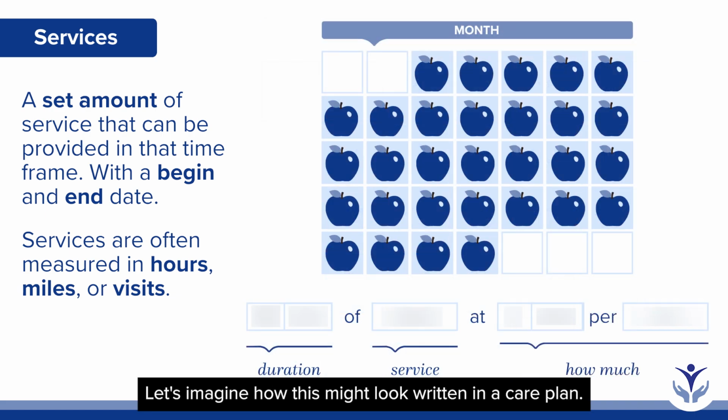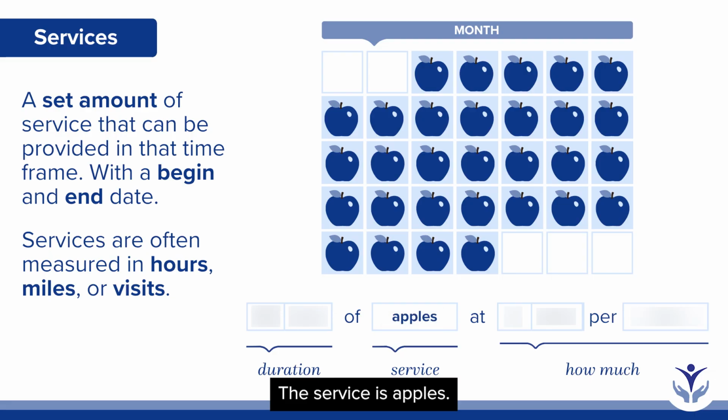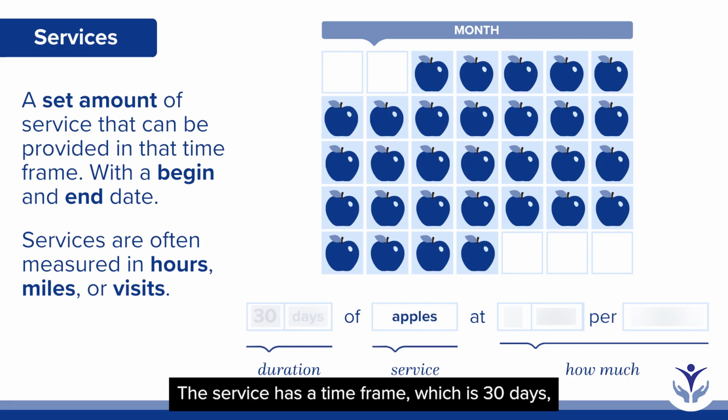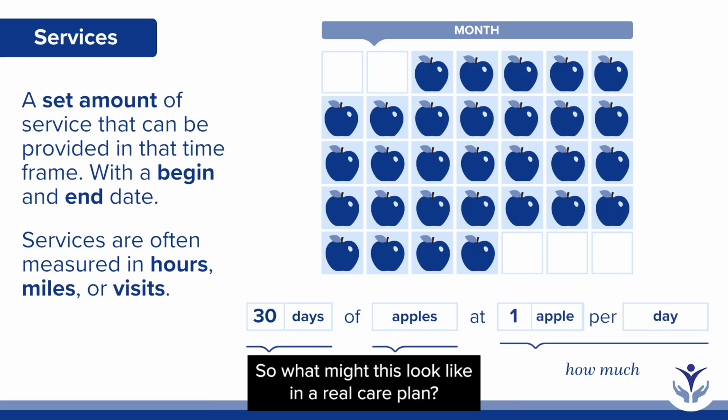Let's imagine how this might look written in a care plan. The service is apples. The service has a time frame which is 30 days, and we plan to have enough apples for 1 apple per day. So, what might this look like in a real care plan?